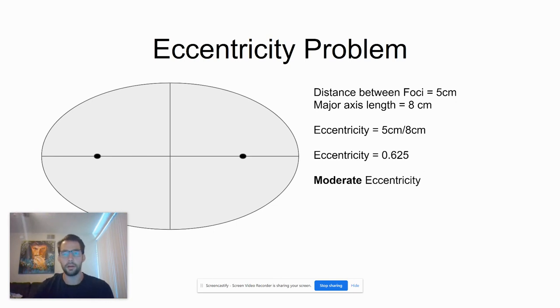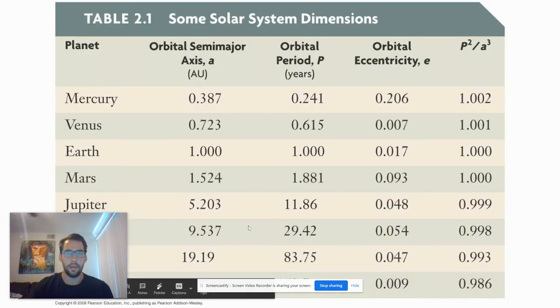And this is moderately eccentric, right? So it's not close to 0, but it's not super close to 1. It's kind of right in the middle. Okay. Then here's a table with all the different planets and their eccentricities. You can see that they don't deviate that much from a perfect circle. The most eccentric is going to be Mercury here.